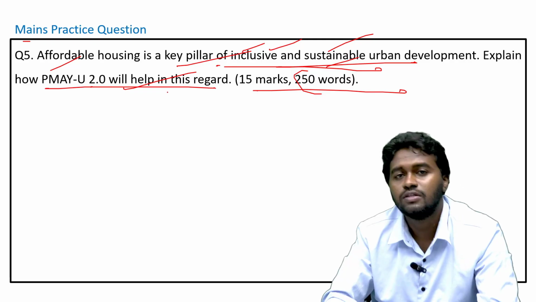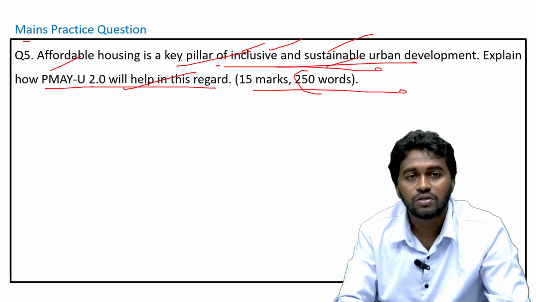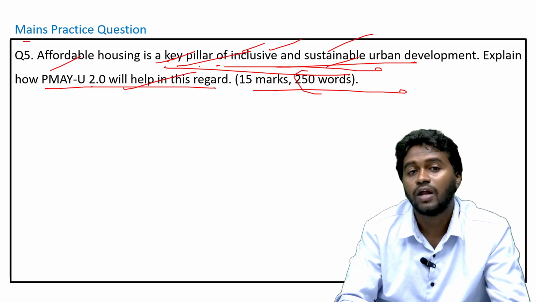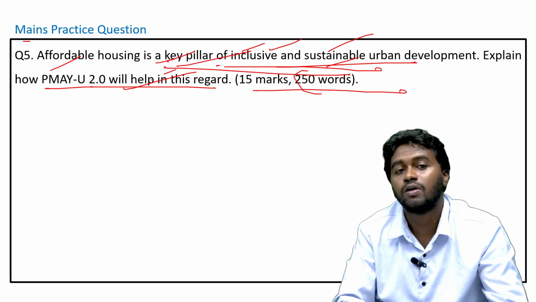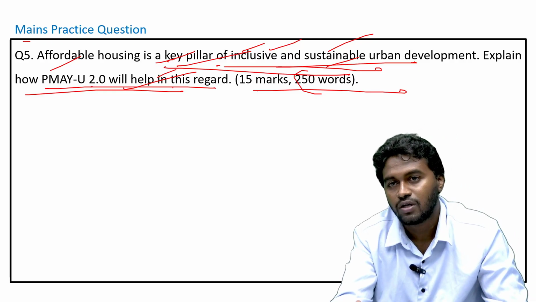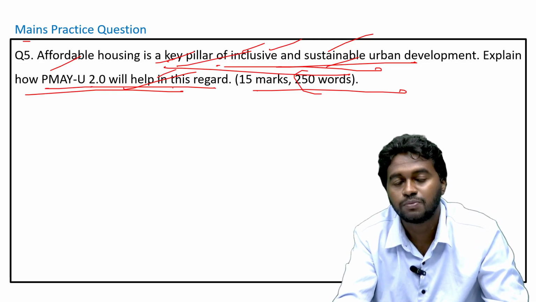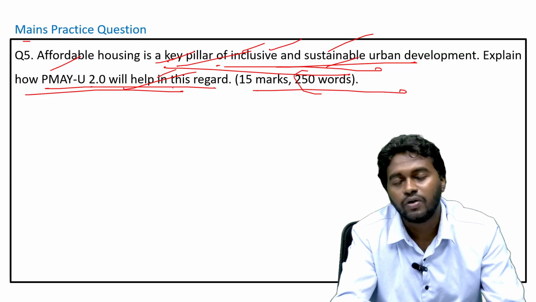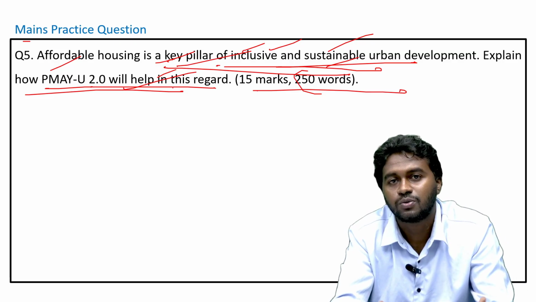So you can write in this way, and in this part you have to address two parts. First is how it will act as a key pillar for inclusive and sustainable urban development, and in the second part, how the Pradhan Mantri Awas Yojana will support this. So you have to address the first part, and you have to substantiate the second part through the Pradhan Mantri Awas Yojana. So with this, we are coming to the end of today's question analysis.